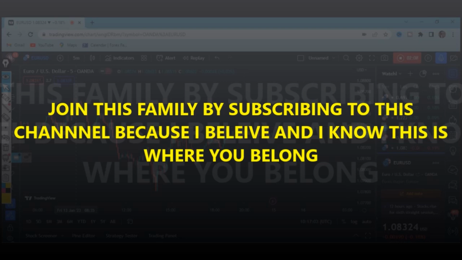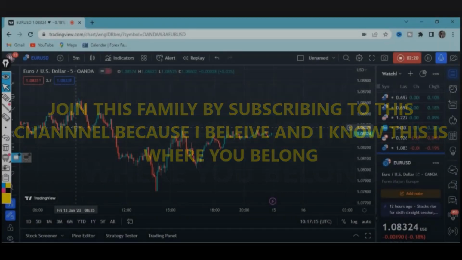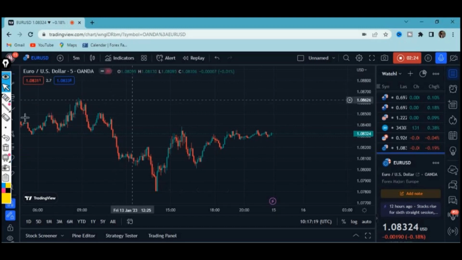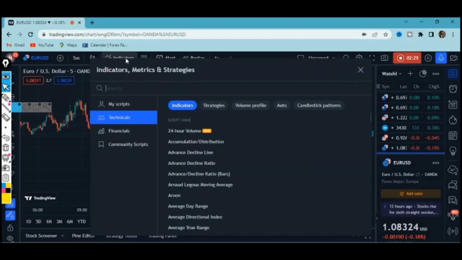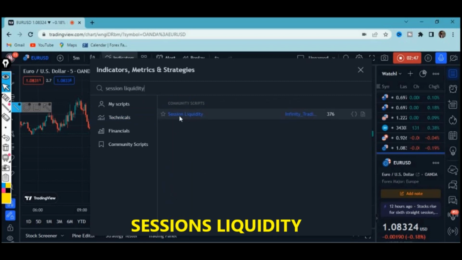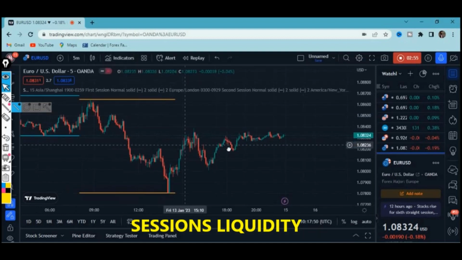Directly, I want us to add the indicator right away. Once I add it, I'm going to explain the purpose of this indicator and how it's going to help you execute trades. The only thing you need is a TradingView account. Just click on the indicators tab right there and type "session liquidity". I'm going to click on this one, Session Liquidity by Infinity Trading. Once you click on it, this is how it appears on our chart.